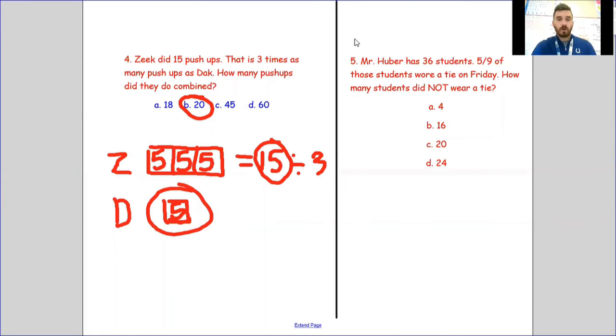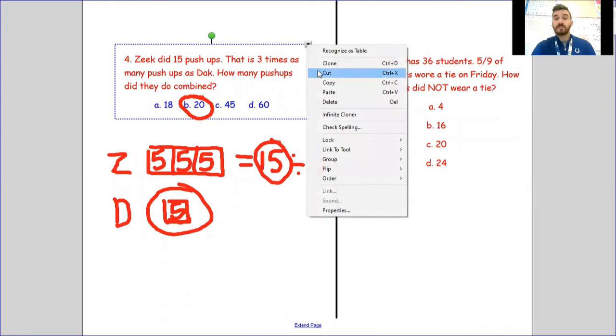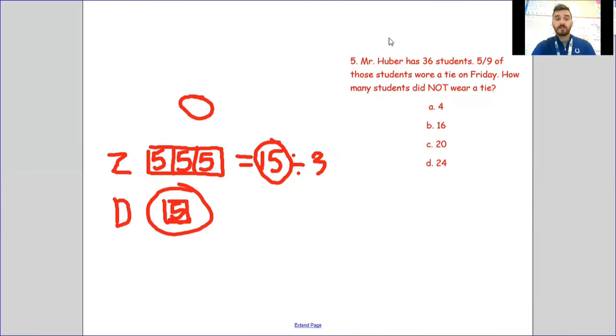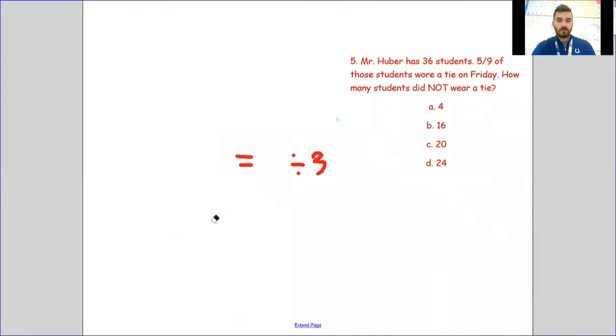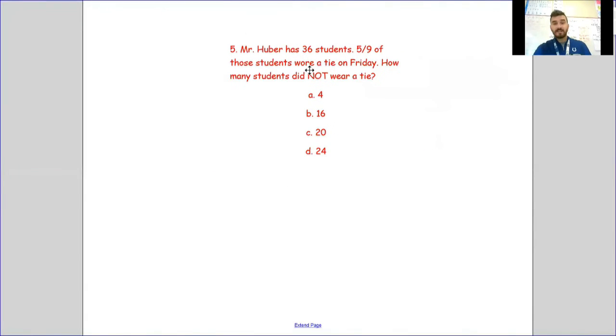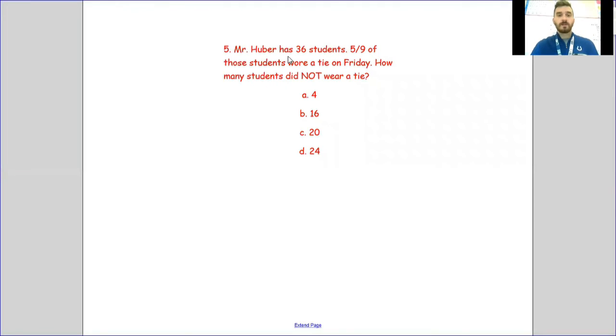All right, last one for real this time. We've actually had one very similar to number 5. It was a couple of weeks ago in Fantastic 5, and we did okay on it. Not good enough to where we weren't going to see it again, so I brought it back for a reason. But it says, Mr. Huber has 36 students. 5/9 of those students wore a tie on Friday. How many students did not wear a tie? So this should look somewhat familiar.